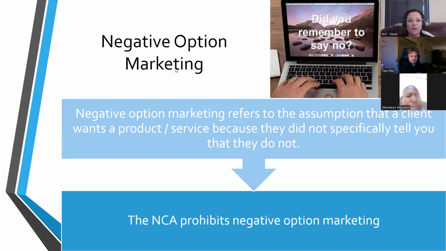So negative option marketing, I think this is also something that you can say in your sleep now. Okay. So negative option marketing refers to the assumption that a client wants a product or a service just because they did not specifically tell you they do not want it. This is not allowed by the NCA, and it will be an unlawful agreement if this takes place.